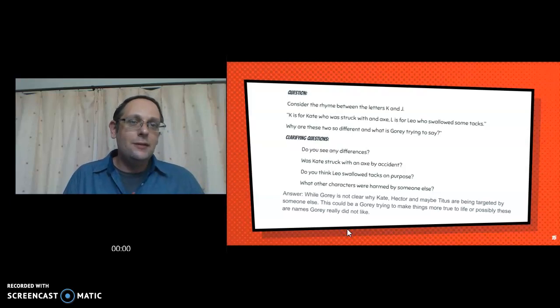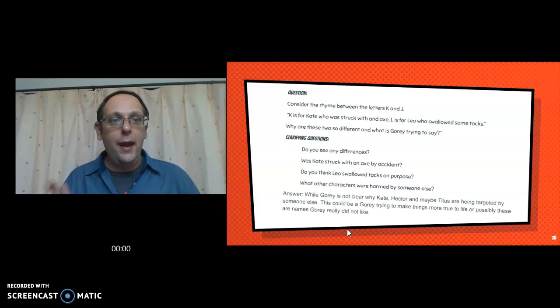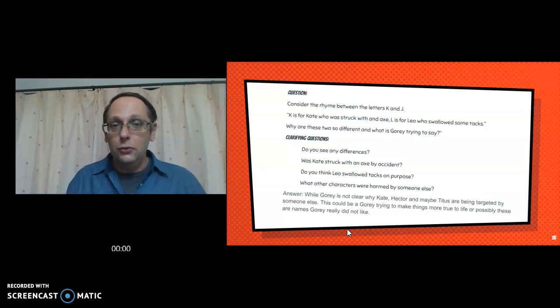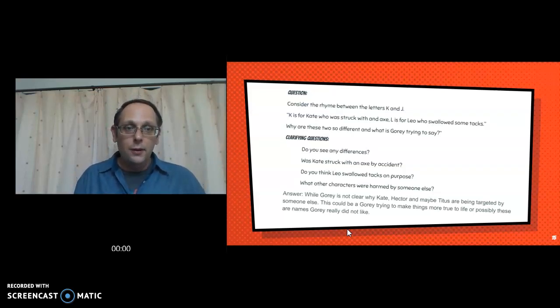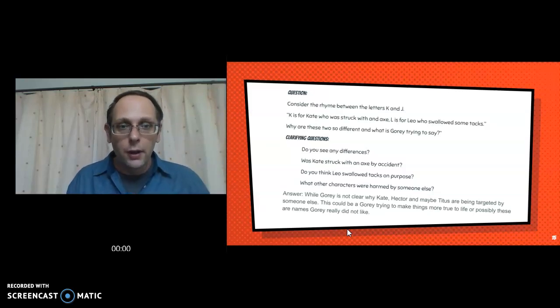And more questions. Consider the rhymes between the letters K and L. So, "K is for Kate, who was struck with an axe," but "L is for Leo, who swallowed some tacks." Why are these two so different? What is Gorey trying to say here? Do you see any differences? Was Kate struck with an axe by accident, or was that something that someone did to Kate? Do you think Leo swallowed tacks on purpose? Was that his goal? Or was this maybe an accident? And what other characters were harmed by someone else? Because there are not that many in this text, but it seems like just Kate.